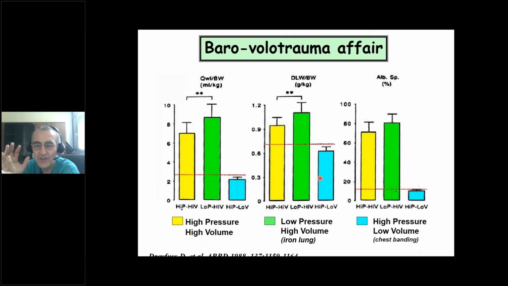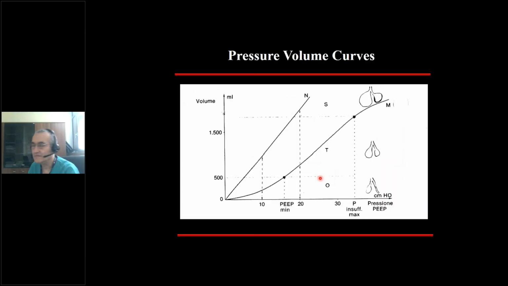The pressure is just an indicator, but the main problem was the volume. And in order to have an idea of the respiratory mechanics of our patient, which patient are we talking about? We're talking about mainly a patient with an ARDS, okay?